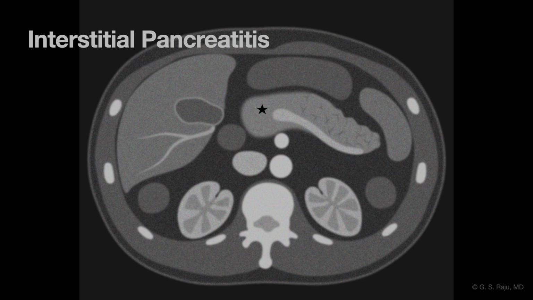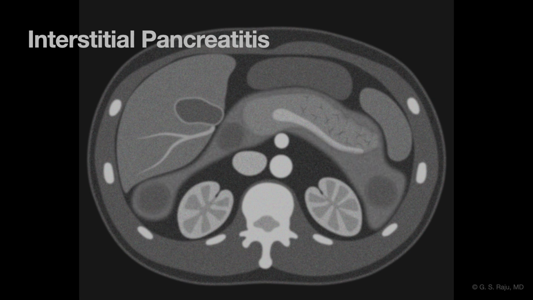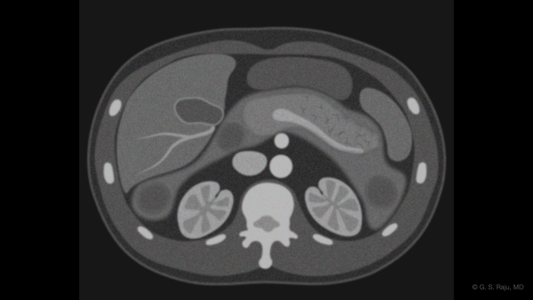But in addition to inflammation of the pancreas, you also should look at whether there is peripancreatic inflammation. And here there is fluid and inflammation tracking around the pancreas. There is peripancreatic inflammation. So this is still interstitial pancreatitis with peripancreatic inflammation.